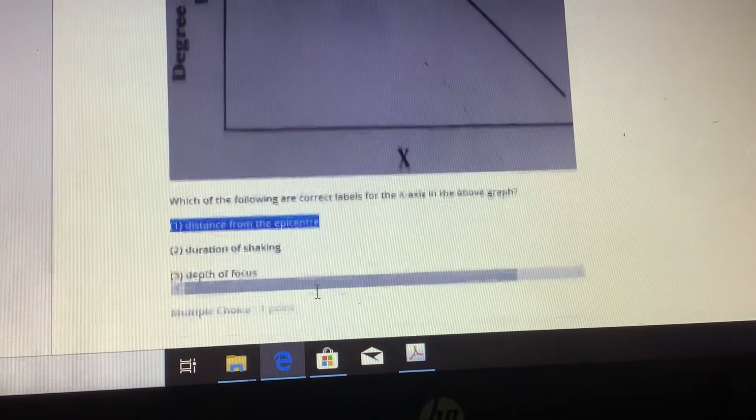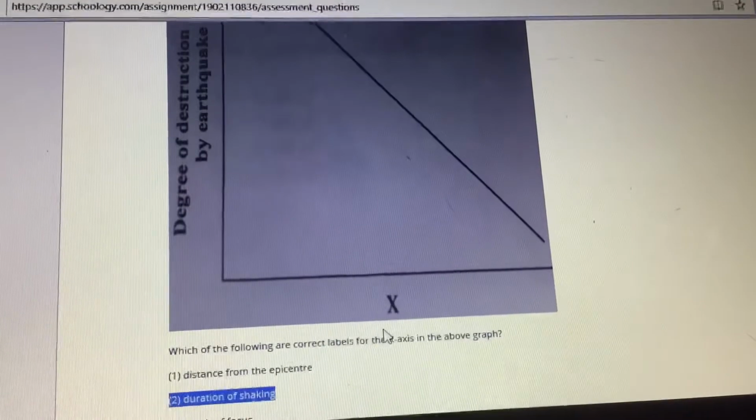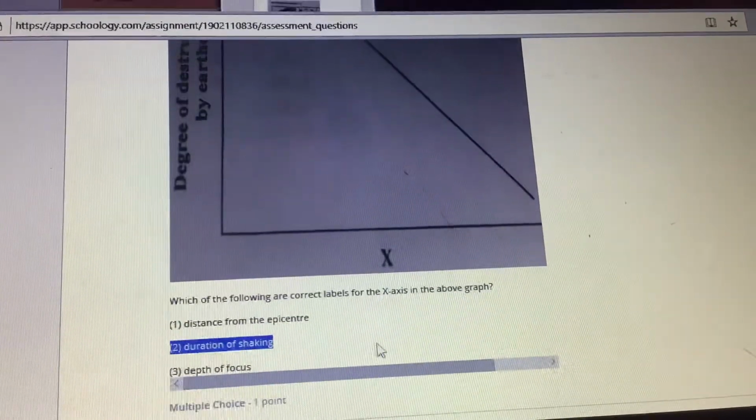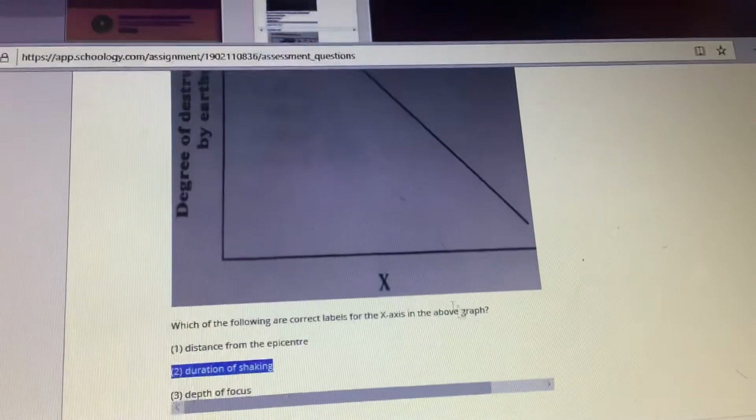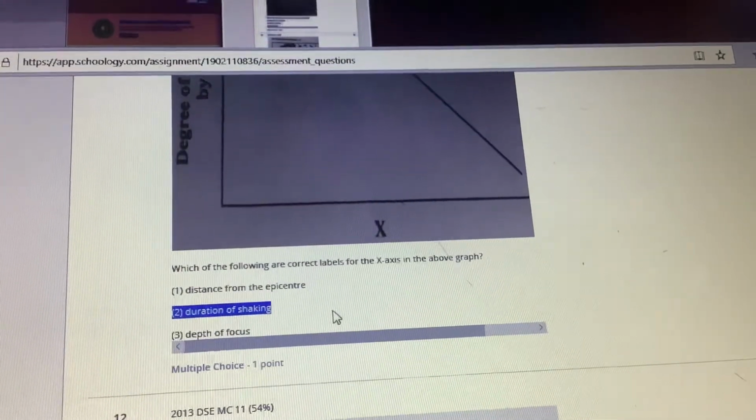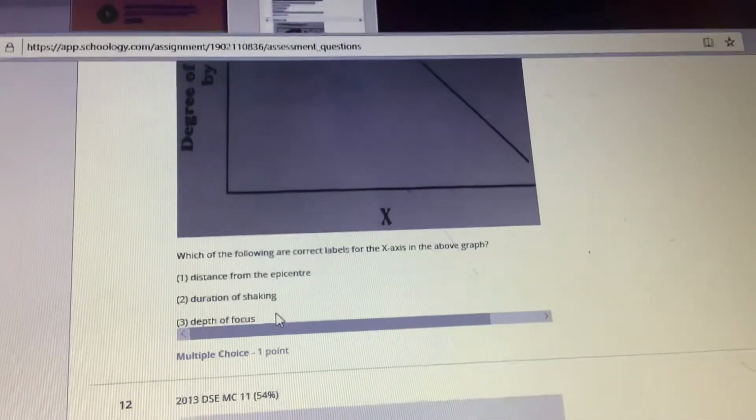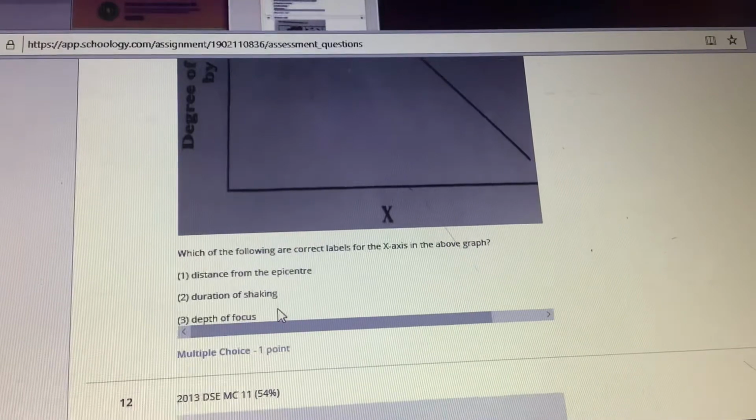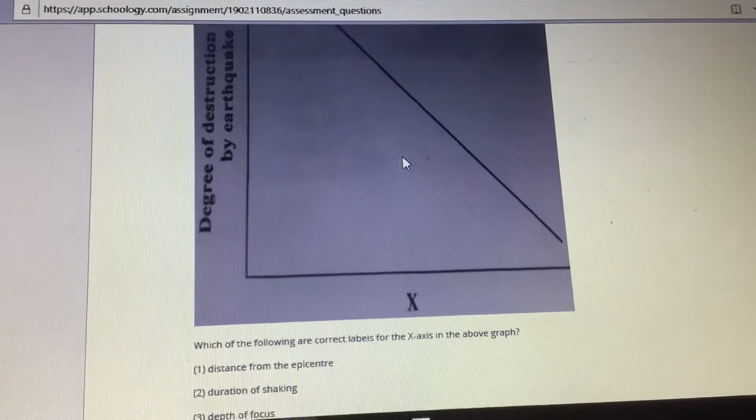Number 1 is right. Duration of shaking, I think this one is wrong, because if we have a longer time of shaking, the destruction should be stronger, right? So number 2 is wrong. You got a longer time for shaking, then the destruction will be larger. Number 3, depth of focus. If we get a deeper focus, then the energy transferred to the Earth surface is smaller, and accordingly it will cause fewer earthquakes, less destruction.